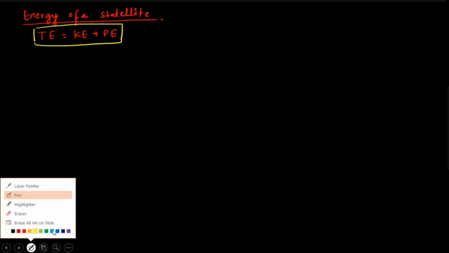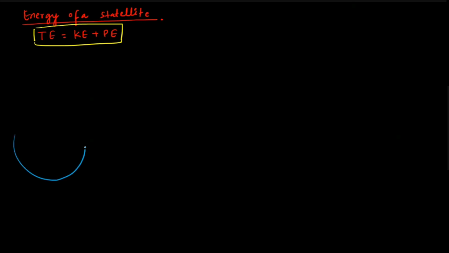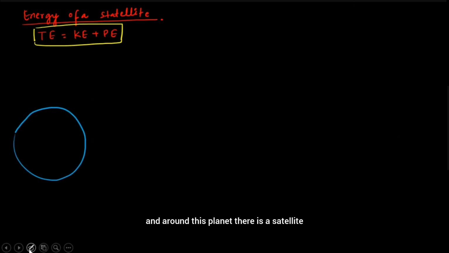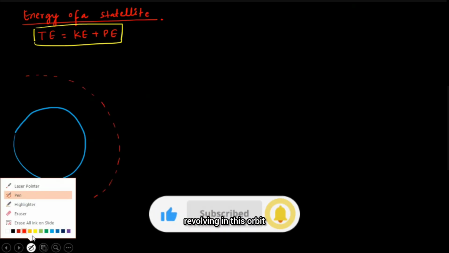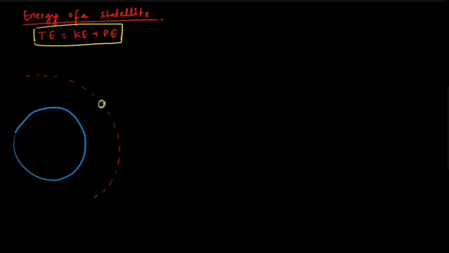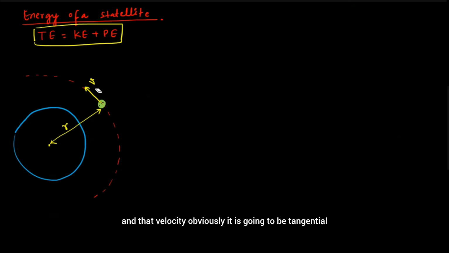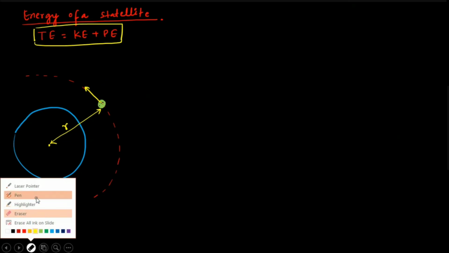Again, we'll imagine that there is a planet, and around this planet there is a satellite revolving in this orbit. Now you can clearly see the satellite is at a certain distance from the center of the planet. You can call this distance r. Apart from this, it must have some velocity, and that velocity, obviously, is going to be tangential.